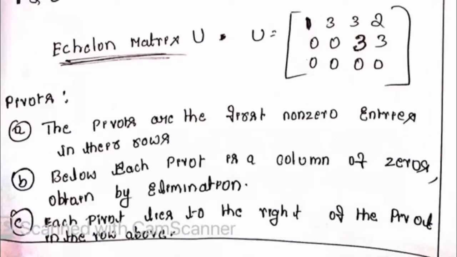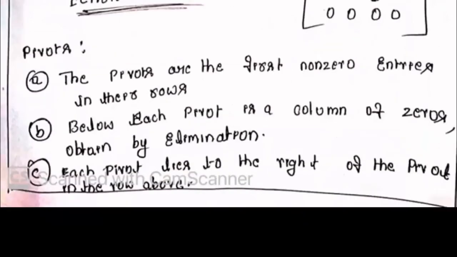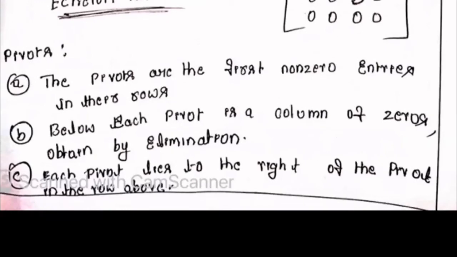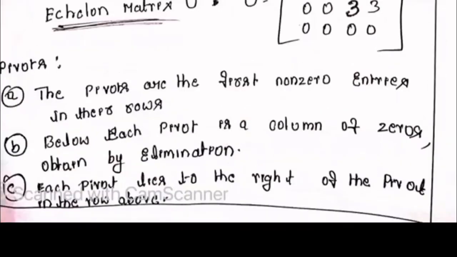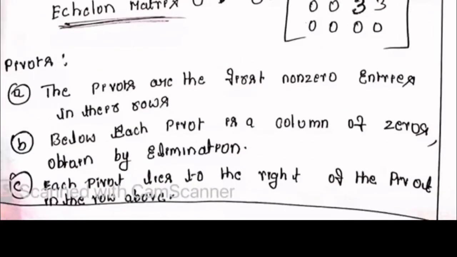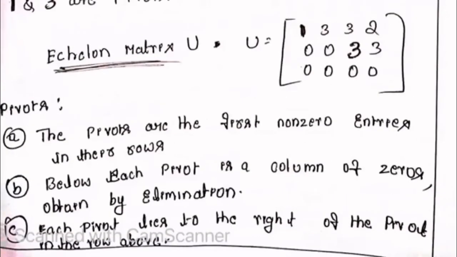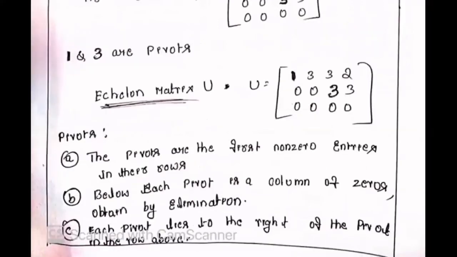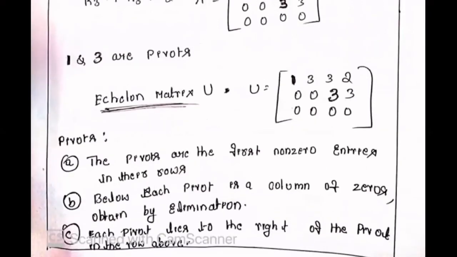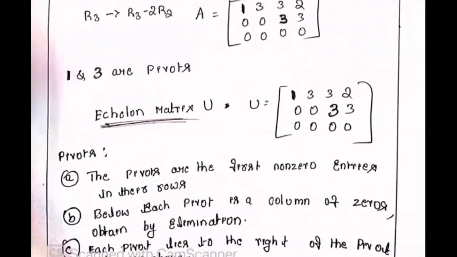Then each pivot lies to the right of the pivot in the row above. And this is also possible actually. If you divide by 3, then you can make the above one as 0. So these are all the conditions for a pivot. So this is how you got the echelon matrix.